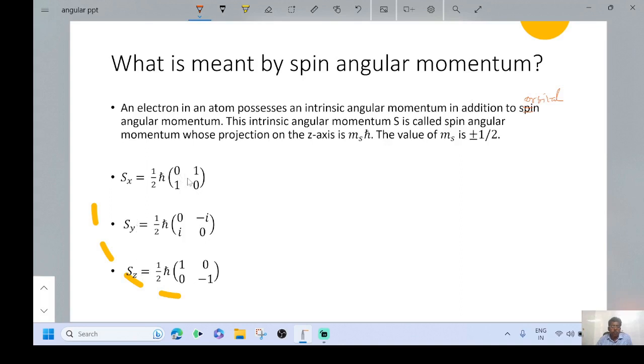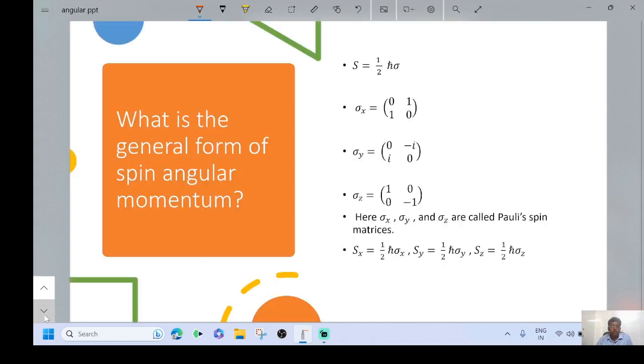These are all the components Sx, Sy, Sz. These are all Pauli spin matrices. This is the sigma x matrix, this is the sigma y matrix, this is the sigma z matrix. Therefore, Sx equals half h cross sigma x, Sy equals half h cross sigma y, and Sz equals half h cross sigma z. In general, S equals half h cross sigma.